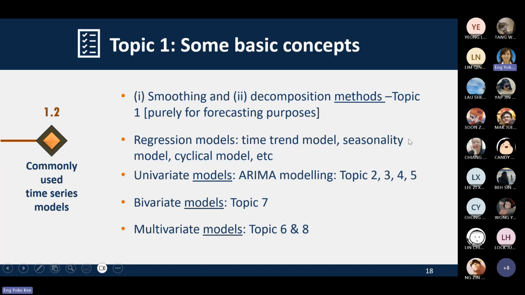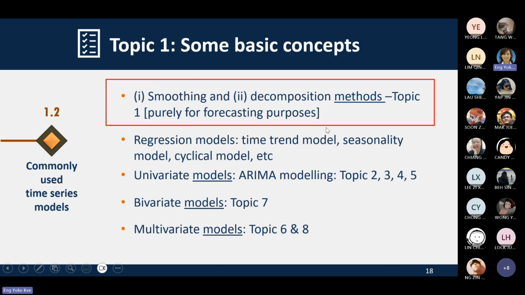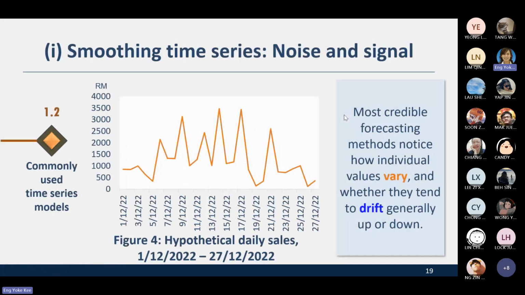Let's look at the next one. This is the one that we'll be talking about in topic 1. Last week we talked about the smoothing procedure. If you still remember, smoothing means what? Smoothing means given a set of data, sometimes from the visual plot, we can't see a very clear pattern.